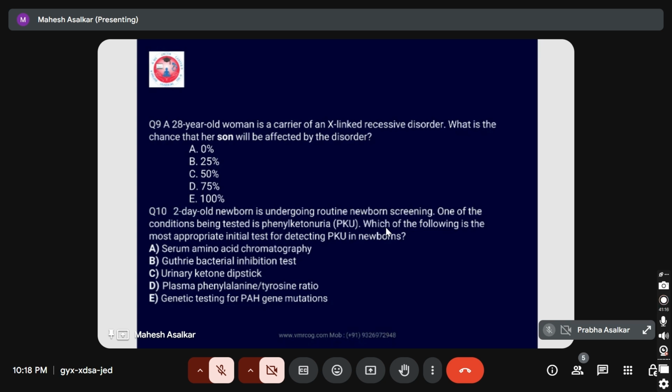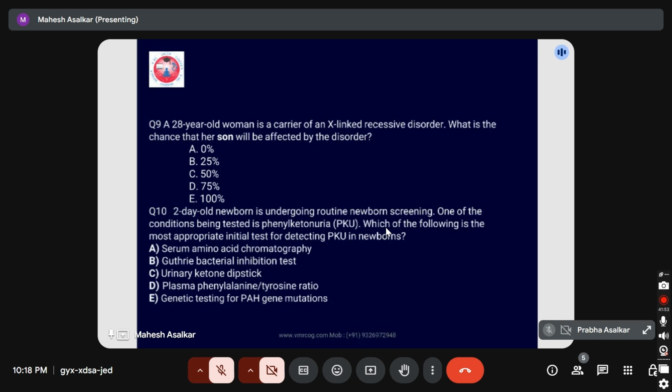50% of her sons will be affected. X-linked recessive. No, the mother is a carrier. So she is a carrier. No, 50%. That X will go to one with the paternal X and the other will go with the paternal Y. She has got two X. If the affected X goes, then 50% from the normal X can go with the Y, then the affected X can go with the Y. So 50% of sons will be affected. That is why.